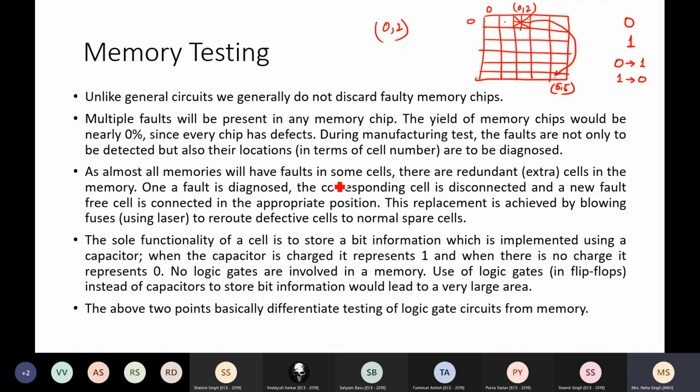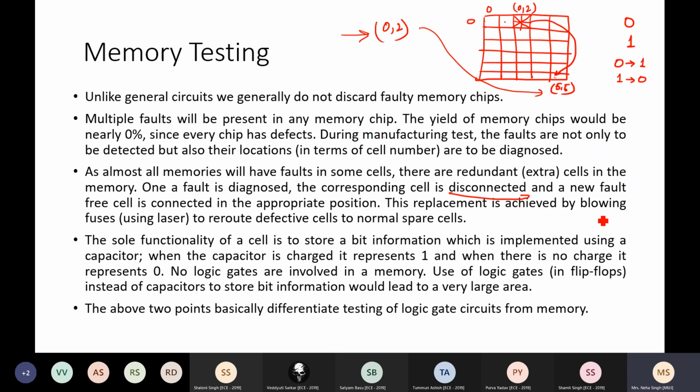As almost all memory will have a fault in some cell, there are redundant, that is extra, cells in the memory, which are manufactured during fabrication. Once a fault is diagnosed, the corresponding cell is disconnected, so 02 is disconnected and a new fault-free cell is connected in the appropriate position. It does not mean that we move it. We simply use logic and we simply say कि if the input address is 02, read it as 55. Right?